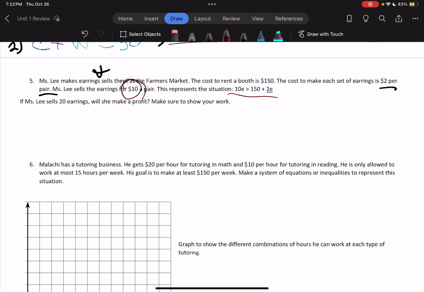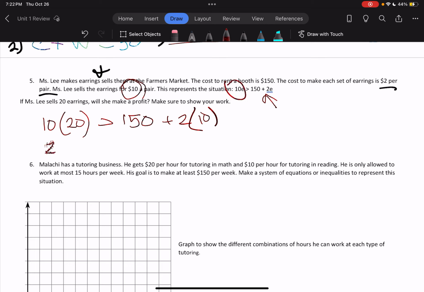So in order for me to make a profit, this side needs to be greater than the other side. So let's plug it in. If we plug in, 10 times 20 earrings is greater than 150 plus 2 times 10, right? Because this represents the costs that I have, the booth and the making of the earrings. And then the other side represents my revenue. So this would be 200 is greater than 150 plus 20. 200 is greater than 170.